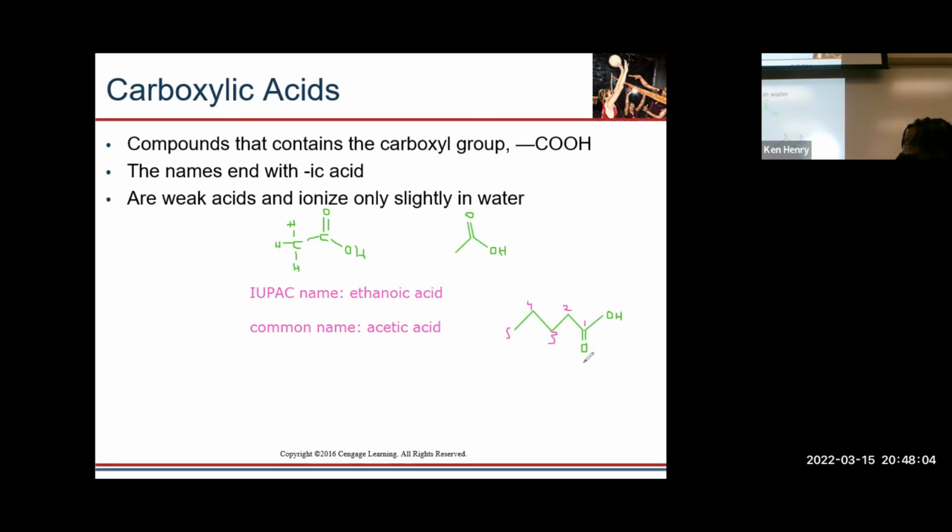Okay, so it's a 5 carbon chain. Would it be pentanoic acid? Pentanoic acid. Okay, piece of cake. We can also add structures off of it, and that's going to change the name. So if we put a bromine here, then it'll be 4-bromopentanoic acid.